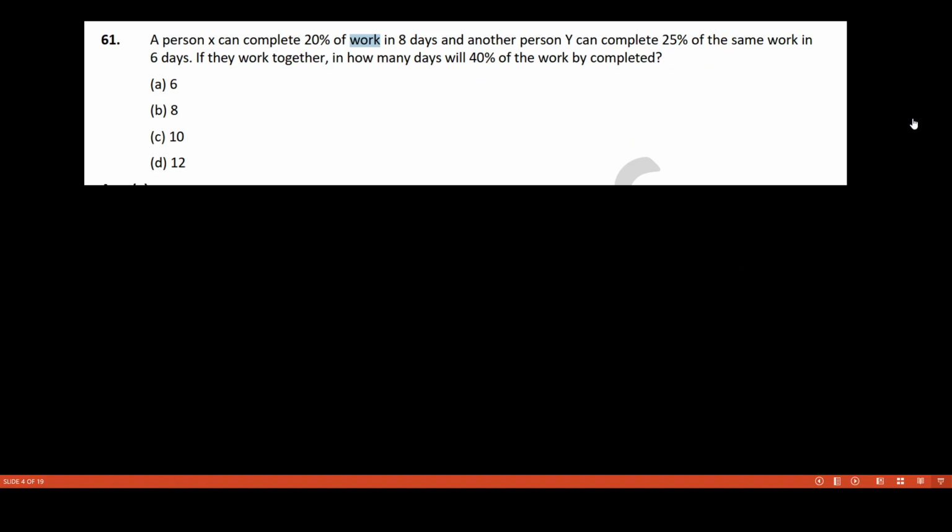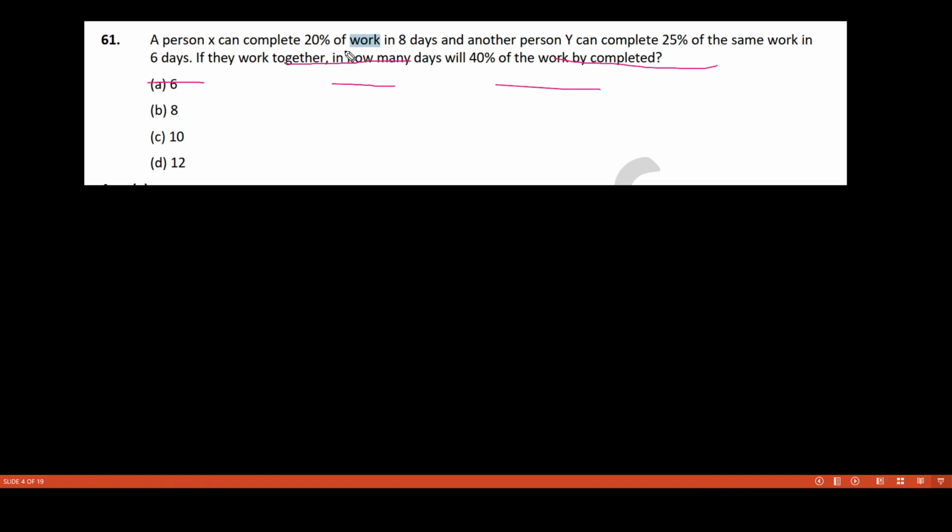What does the UPSC question say? It says: if a person X can complete 20% of the work in 8 days and another person Y can complete 25% of the same work in 6 days, and if they work together, in how many days will 40% of the work be completed? So what can we do in these types of questions?